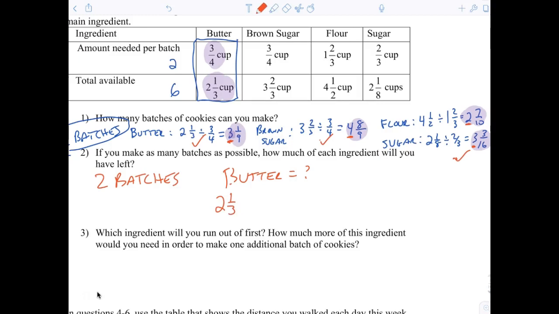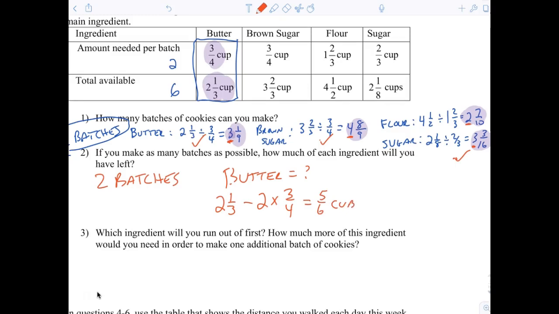You have 2 1/3 cups minus 2 times 3/4. That's how you should be thinking about that. And then when I do that, type that on your calculator. I got 5/6. I have 5/6 of a cup left for butter.